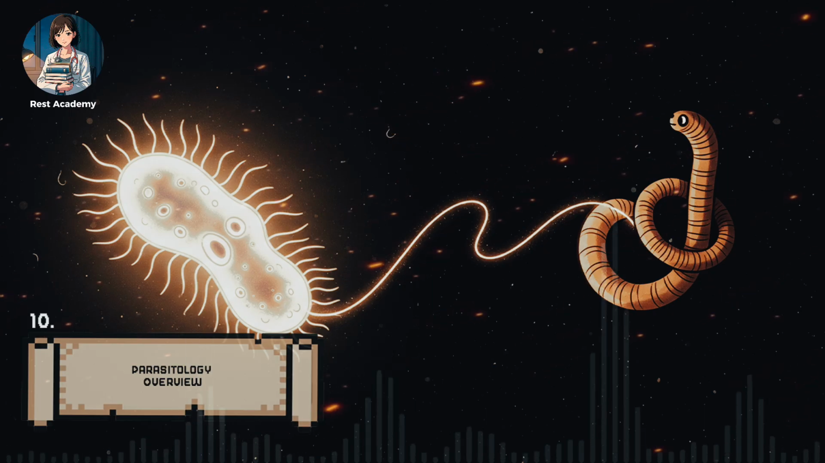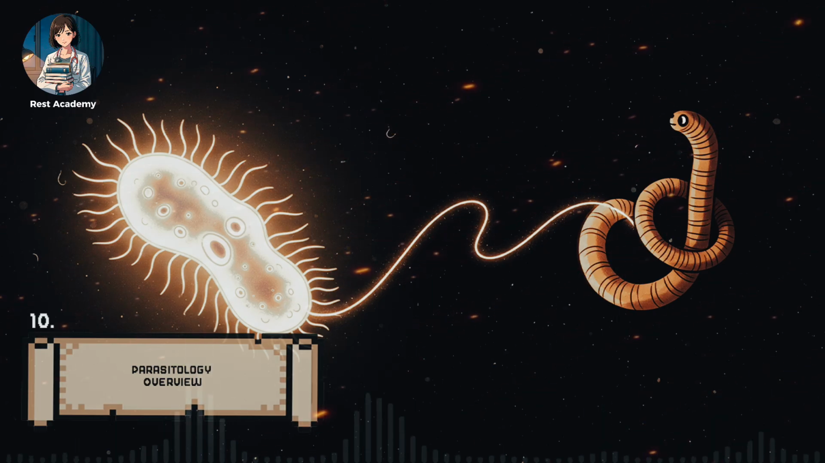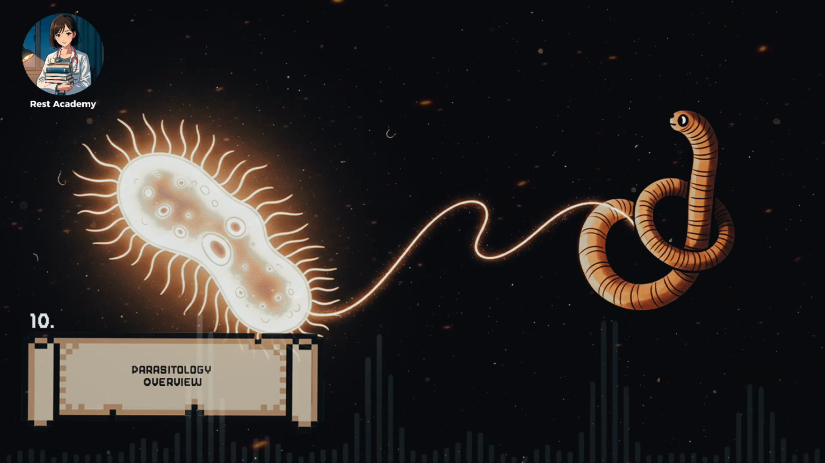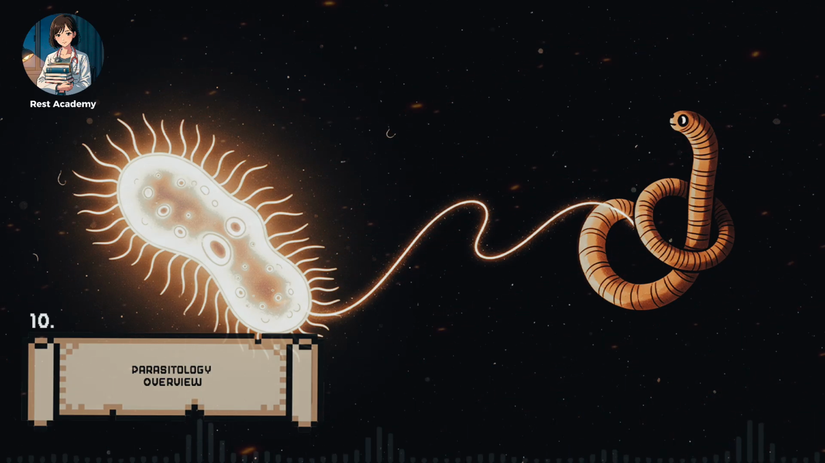Leishmania species, spread by sandflies, cycle between extracellular promastigotes in the vector and intracellular amastigotes in human macrophages, producing cutaneous ulcers, mucocutaneous lesions, or visceral disease depending on species and host response. Helminths are multicellular, elongate organisms, worms with specialized organ systems. Nematodes, roundworms, are cylindrical, non-segmented, and have separate sexes.